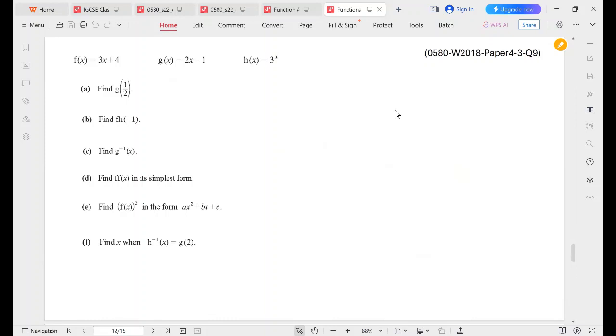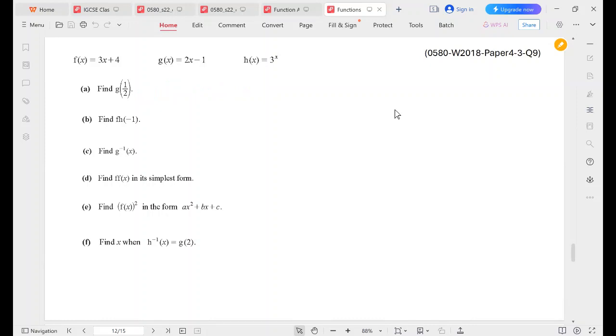Here in A, we want to find g of half. So g of half is simply 2 times half minus 1, which is 1 minus 1, which is 0. So the answer to A is 0.